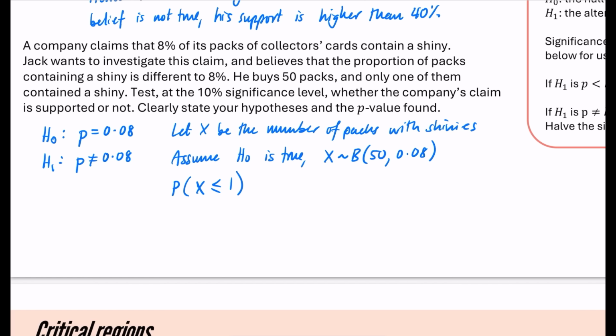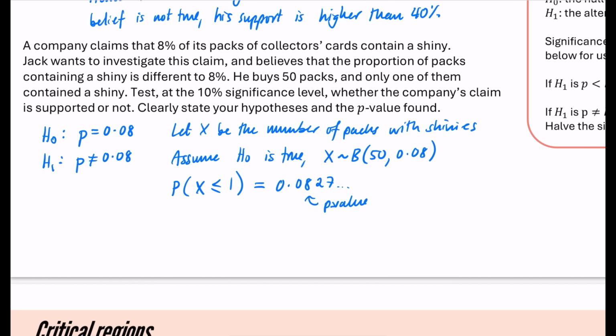8% of 50, well, it's going to be 4 packs. So 1 feels very, very low. So we will do 1 or even lower, which is going to be 0. So on my calculator, I am going to be doing the number of trials is 50, probability is 0.08, and it's less than or equal to 1. And I get 0.0827 like this. That is my p-value that we have here.